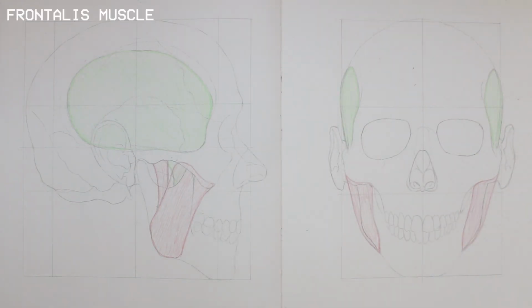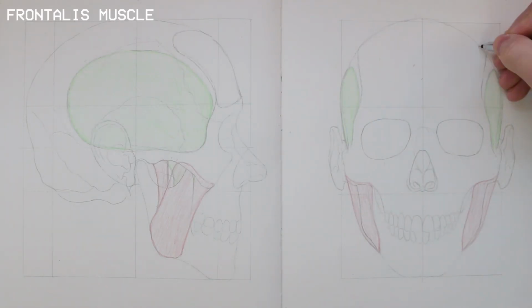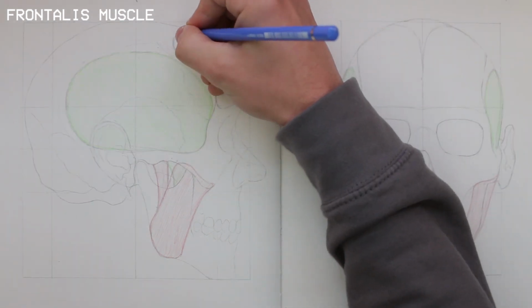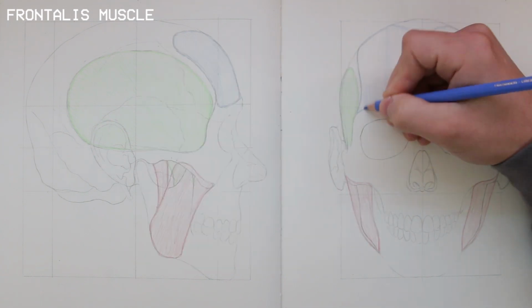So now I'll draw the frontalis muscle. And again, the clue is in the name. This sits over the frontal bone of the skull in the area of the forehead. This raises the eyebrows and moves the scalp.